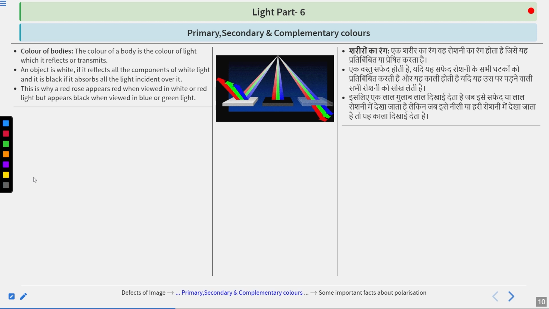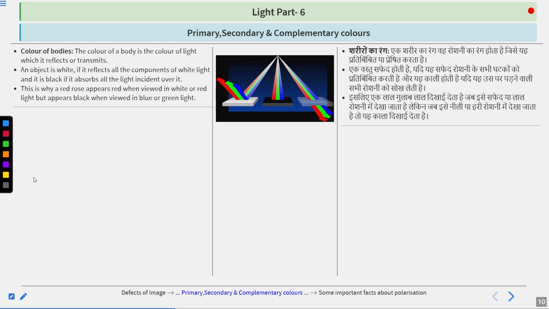For example, just look around yourself. If you are seeing any black object, it is appearing black because it is absorbing all the light that is falling on it. It is not reflecting or transmitting any light back to you. That's why it is appearing totally black. If there is anything nearby which is white, it is appearing white because it is reflecting or transmitting all the components of white light. Similarly, if something appears green to you, it is because it is only reflecting the green color back to you.